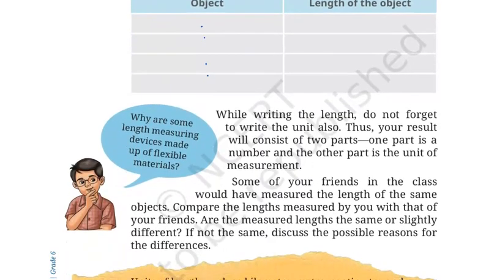So while writing the length, you do not forget to write the unit. Suppose you're using a centimeter scale, so your answer may come in centimeter. So 1 centimeter, 2.5 centimeter, 10 centimeter. So you will be writing the number as well as the unit. As I told you, the result of the measurement consists of two parts. One is the number and the other is the unit. Is that clear, everyone?